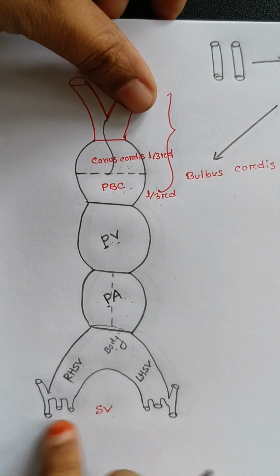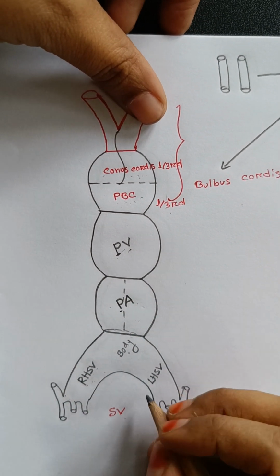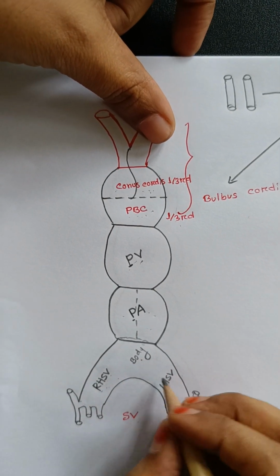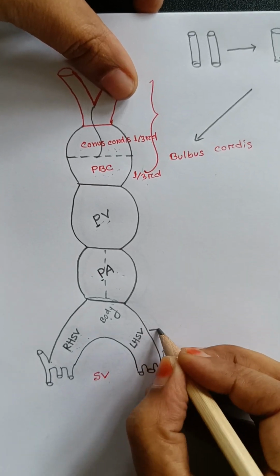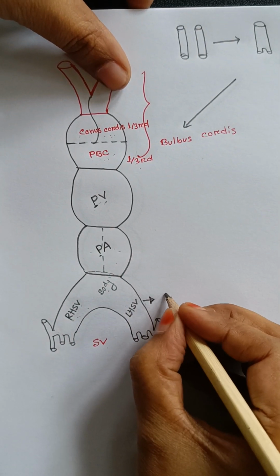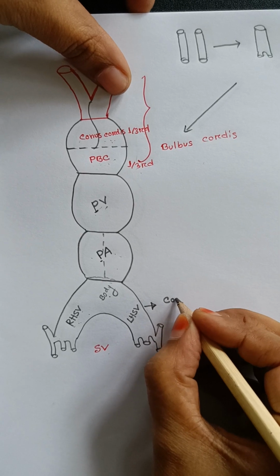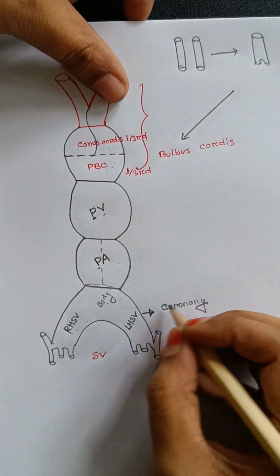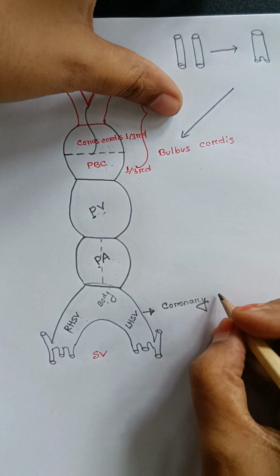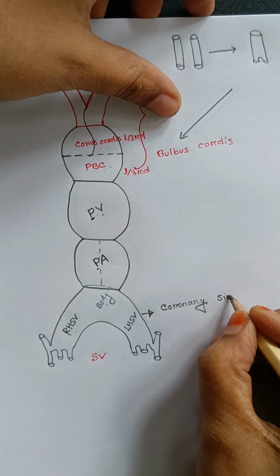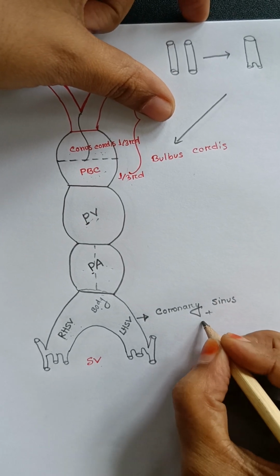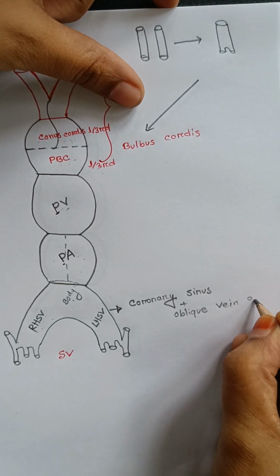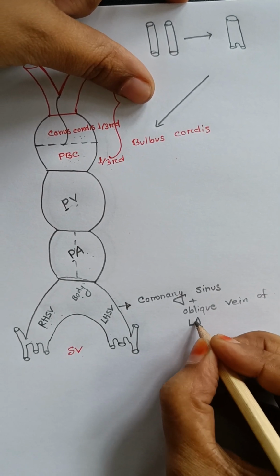Now come to this sinus venosus. So what about the left horn of the sinus venosus? The left horn of the sinus venosus will develop the coronary sinus. As the name is sinus venosus, it will develop the coronary sinus, the great vein of the heart which drains the maximum blood, and the oblique vein of the left atrium. Okay, the oblique vein of the left atrium.